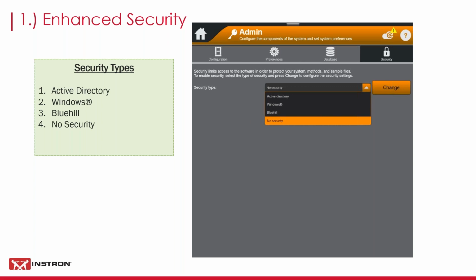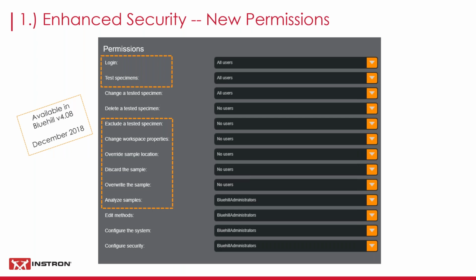All 3 options are available in Bluehill's base product, and the ability to link Bluehill Security to Active Directory groups and Windows local groups was released in December of 2018 in Bluehill version 4.08. Also released in version 4.08 were several new security permissions.